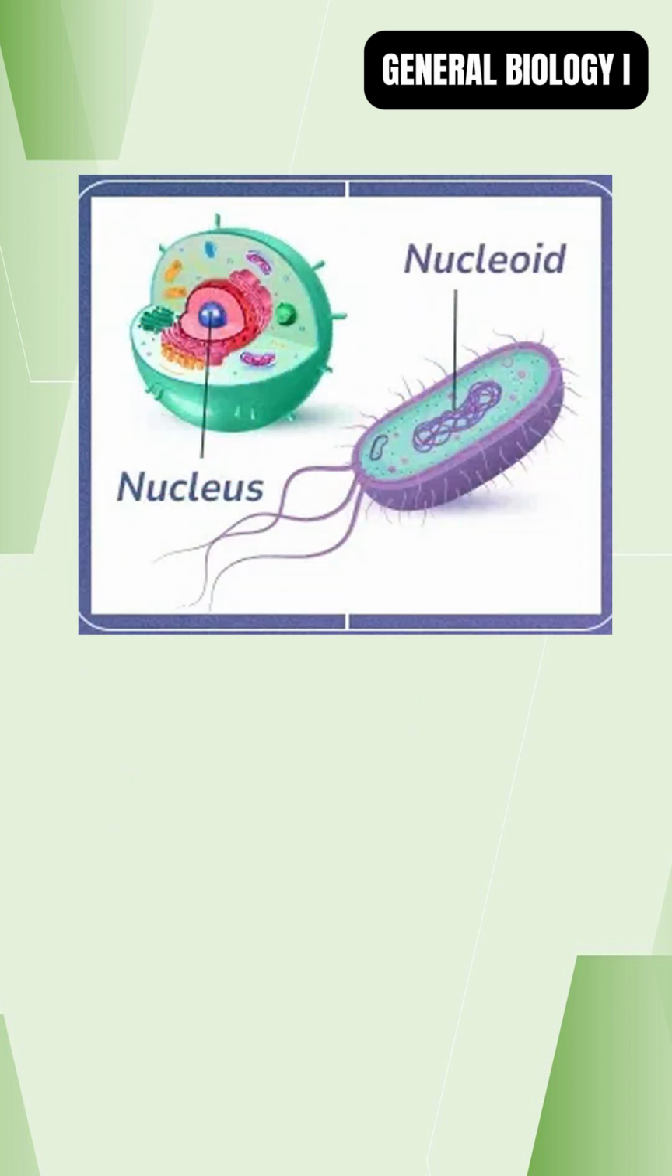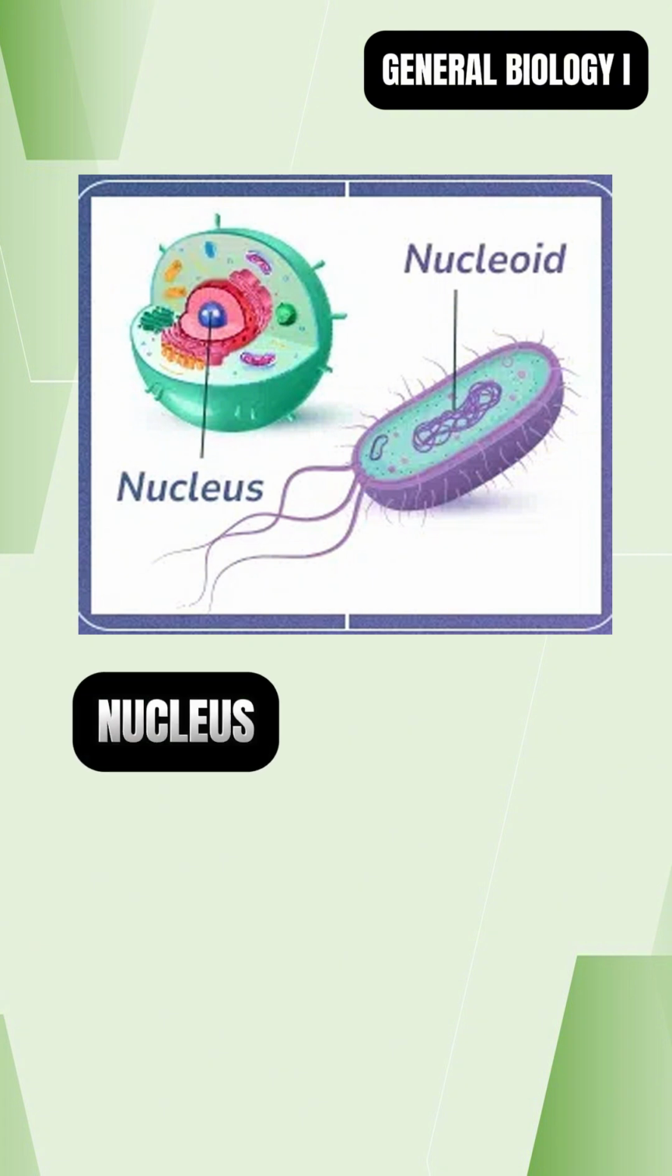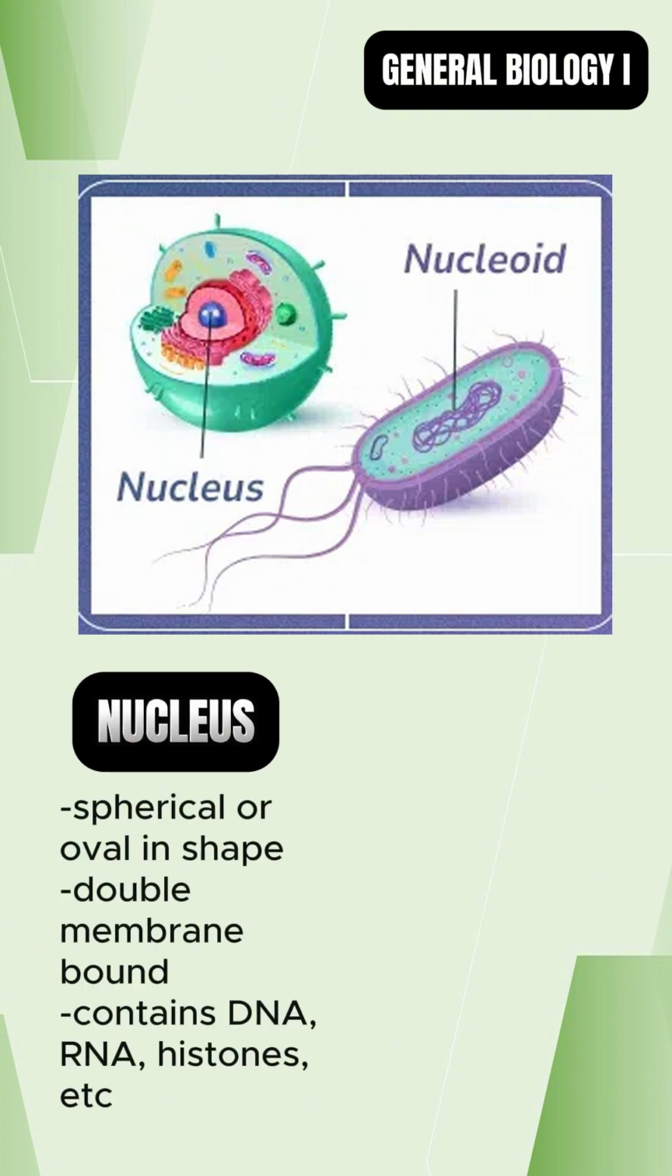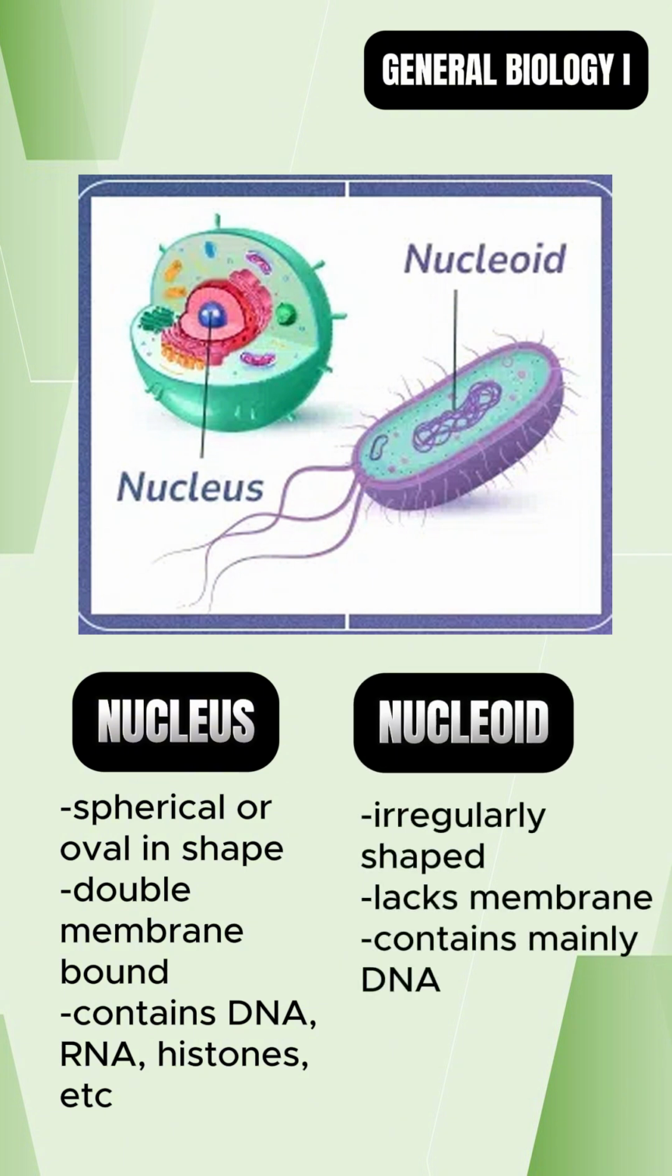One of the most significant differences is the presence of a nucleus. Eukaryotic cells have a membrane-bound nucleus that houses their DNA, while prokaryotic cells lack a true nucleus. Instead, the genetic material is located in a region called the nucleoid, which is not enclosed by a membrane.